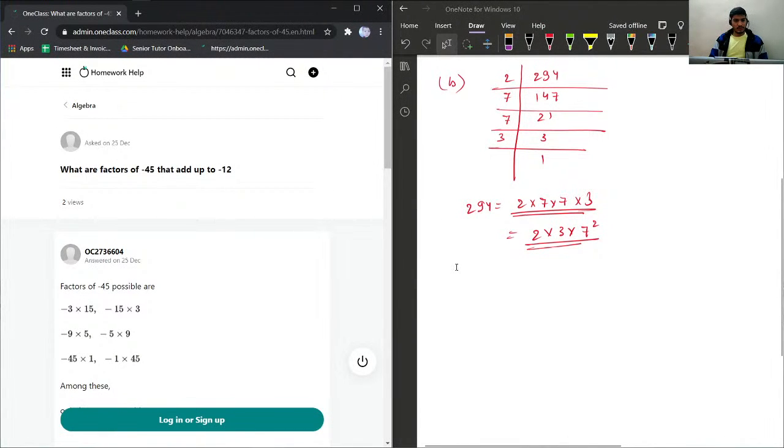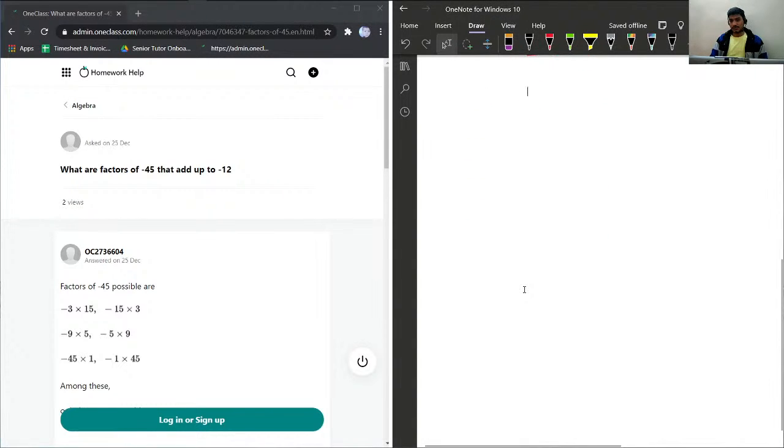Yeah, so we have another question. We need to find the factors of negative 45 such that the factors add up to negative 12. First I'll scroll the page, and I'll take a black pen for this question. I have this negative 45. What I'll do is write the factors of 45.